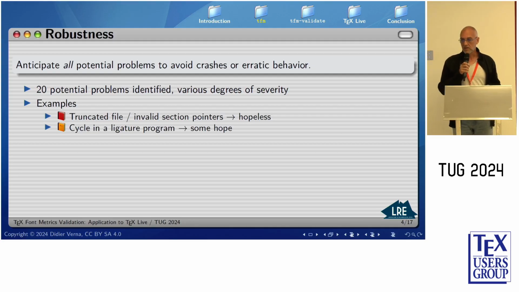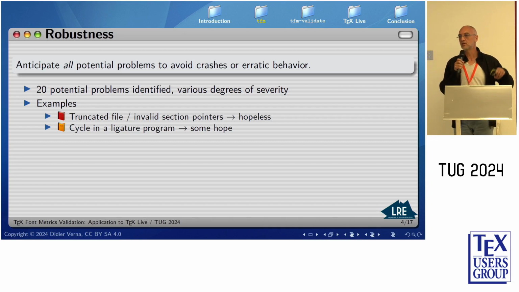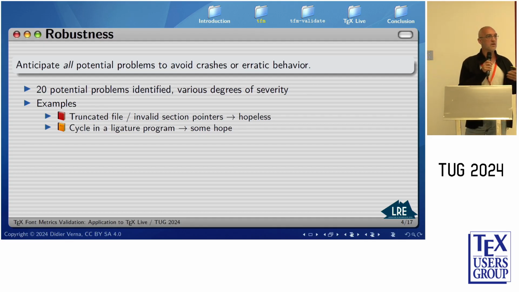Slightly less problematic, for instance, could be a problem in a ligature program. In the TFM format, ligature and kerning information is represented in some kind of very small and very simple programming languages, and it could be possible in a corrupted file that you end up with a cycle in a ligature program, which means that you would go in an infinite loop when using the ligature. So this is slightly less problematic in the sense that if you're able to detect that, you can just give up on the ligature program itself in the hope that the rest of the file still makes sense.